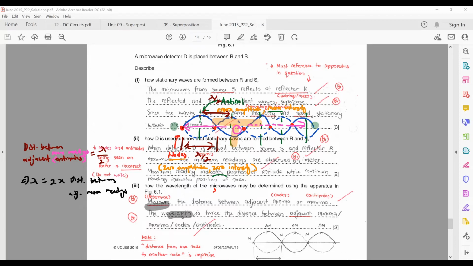All right. Then with it, if let's say I say measure the distance between adjacent maxima, the wavelength is twice the distance between adjacent maxima. So keyword here is make sure you mention the word measure. Make sure you mention the word adjacent. That is important to be written. Okay. So that one is okay. So this one should be fine, right?